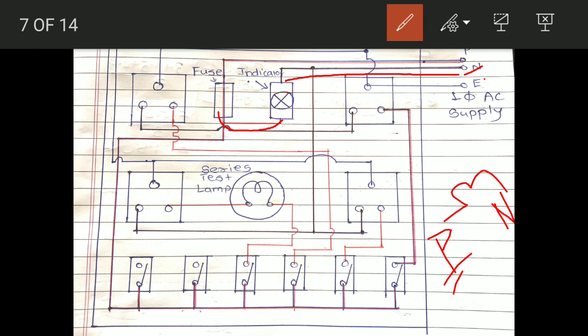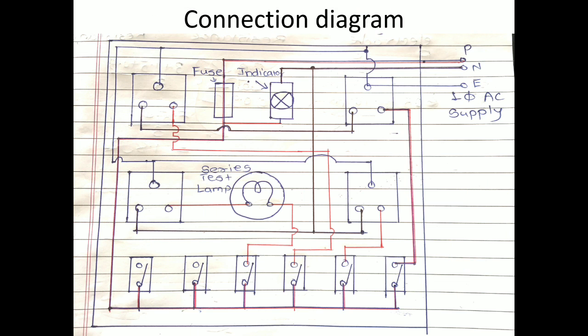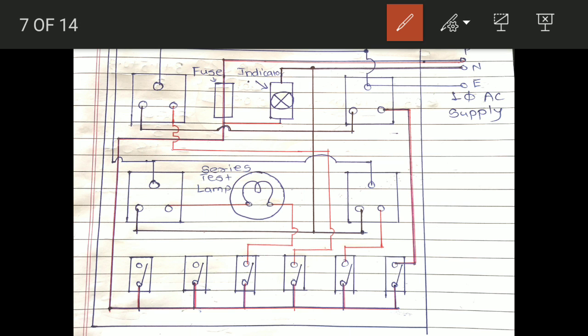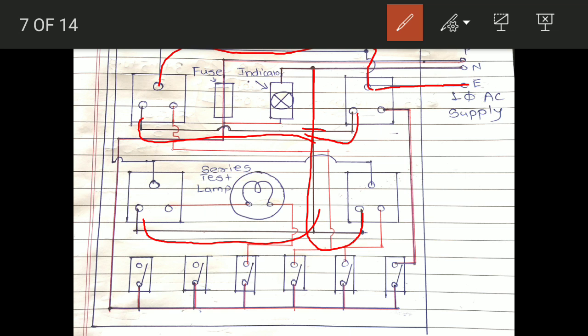Okay, then see, the neutral wire again goes towards another way here. It is connected directly to the left hand side of each 3-pin socket. Okay, here also it is joined, and the 3-pin socket left hand side is directly connected with the neutral wire. Then for the purpose of earthing, see here, earthing is directly connected to the earth pin of each 3-pin socket.